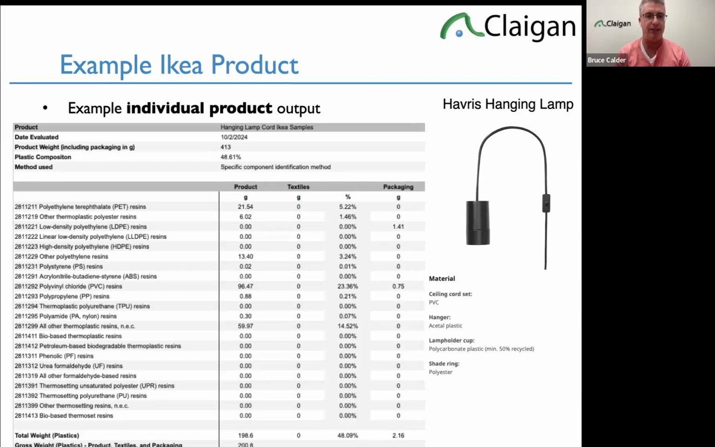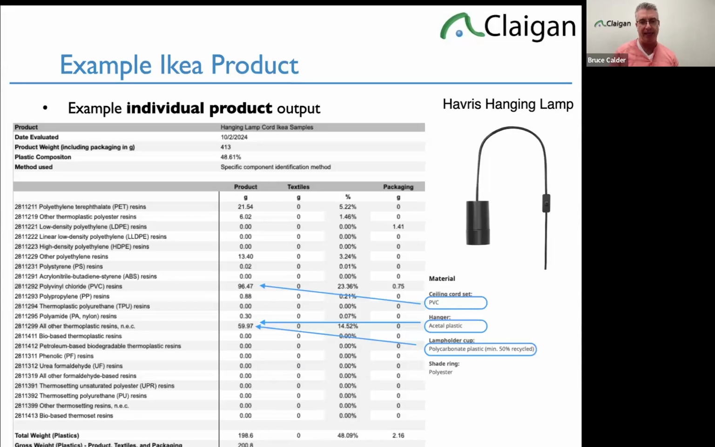And trying to do this for each one of your products would be hell on earth. But we do it for representative ones. So this particular one, we looked at in a little bit more detail. You can see the PVC right there. It's got about 96 grams of PVC, which is the outer jackets, the power cord. It's got other thermoplastics, the hanger, which is acetyl plastic, and the polycarbonate in the lamp holder are both other thermoplastic.